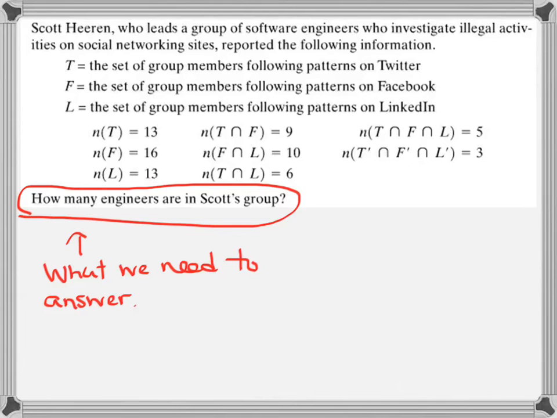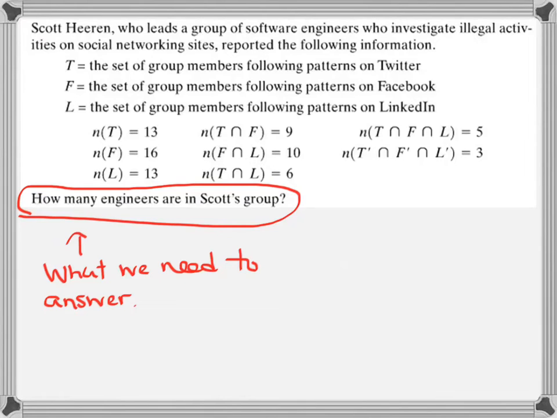Alright, so Scott leads a group of software engineers and investigates illegal activity on social network sites and reports the information. He has 3 sets. He has a set of members that have patterns in Twitter, Facebook, and LinkedIn. And then we have the cardinalities, meaning, for instance, we know that 13 people follow patterns on Twitter, 16 people follow patterns on Facebook, and you can continue in this fashion. But the question is, for instance, how many engineers are in total Scott's group?